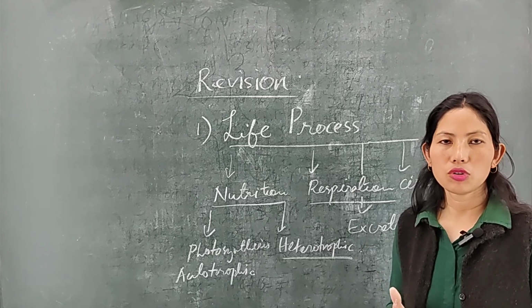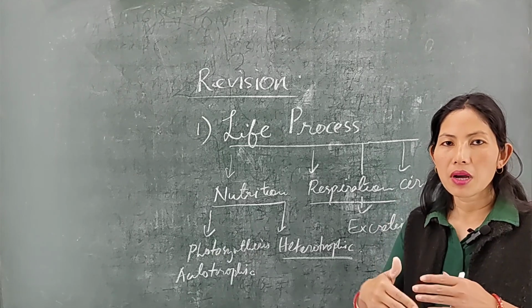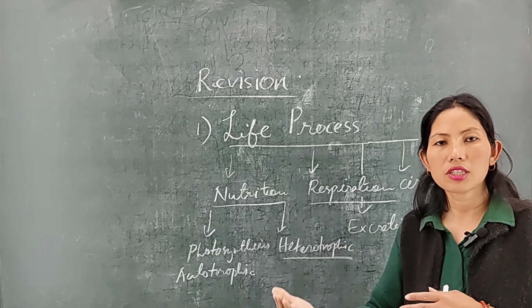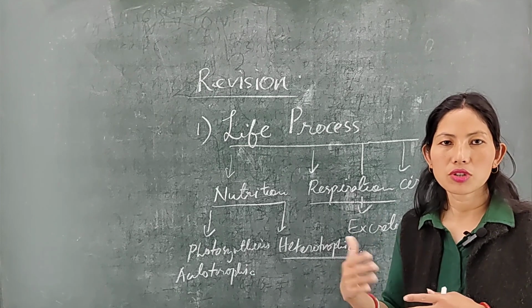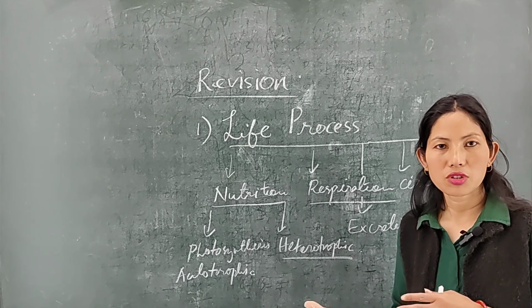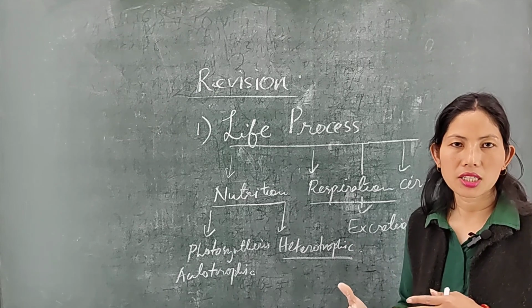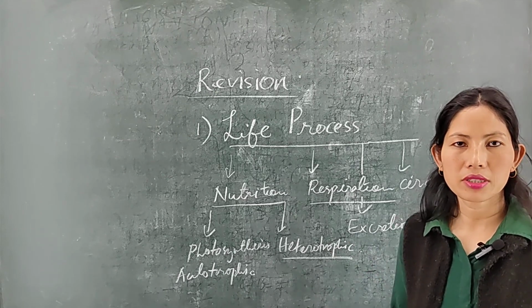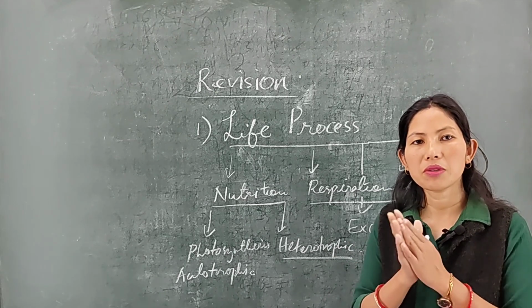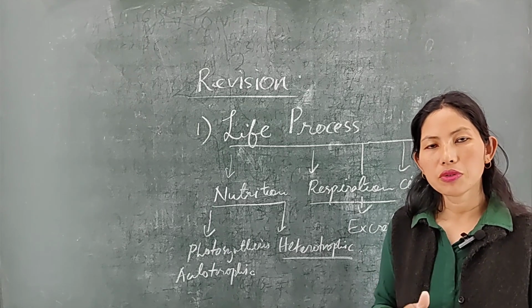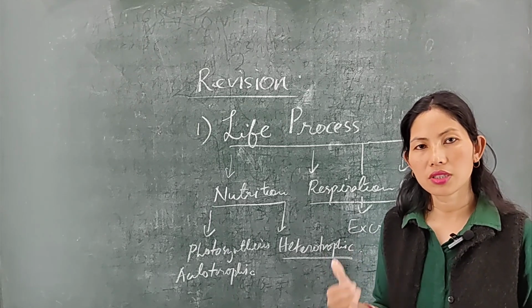The proper diagram also you need to learn. Which part is what it is called, what is the function of different parts, and what is the function of alveoli, where does gaseous exchange occur, how does it occur. Gaseous exchange occurs by the process called diffusion. Diffusion is in the presence of a concentration gradient.